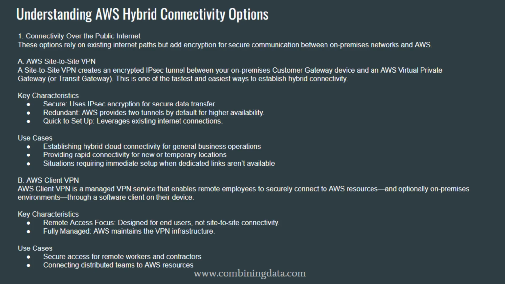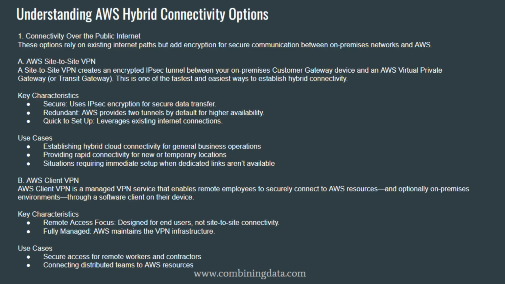It uses IPsec encryption, ensuring that data sent over the public internet is protected. AWS automatically provides two redundant VPN tunnels, improving availability. It is relatively quick to deploy, since it does not require new physical connections. It works using your existing internet connection.